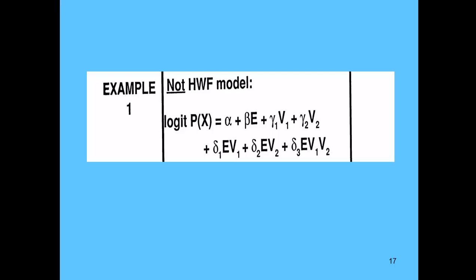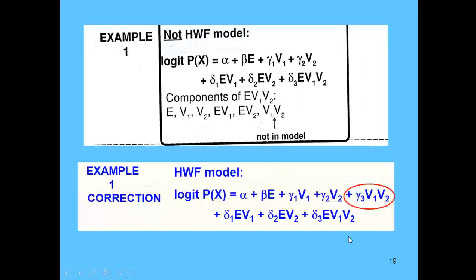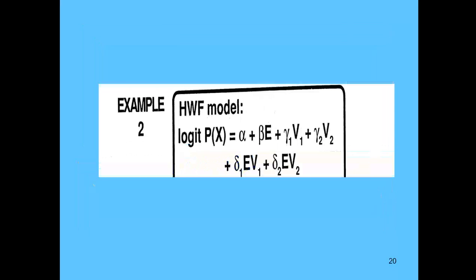Now, I haven't said what's wrong with that. I'm just telling you what the rule is. So this model isn't hierarchically well formulated because V1 times V2 isn't in the model, and if you put it in the model, then you have a model that's hierarchically well formulated. That's the next slide. Too quick? Did I do this too quick? I don't think so. But everybody's different.